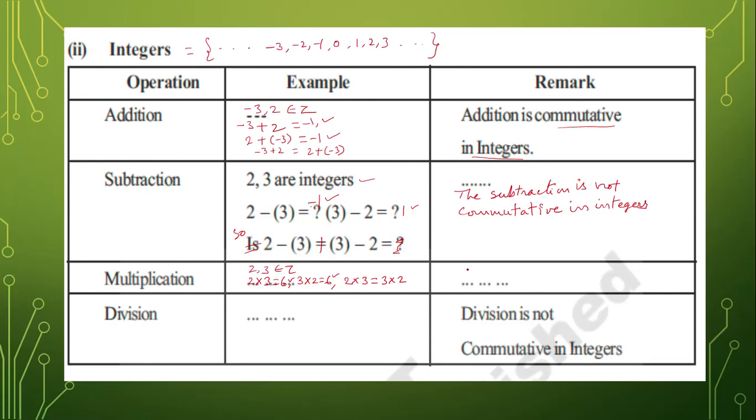That means what we conclude is that multiplication is commutative in integers.